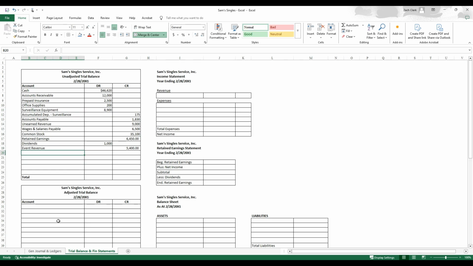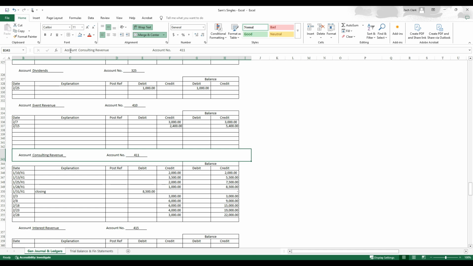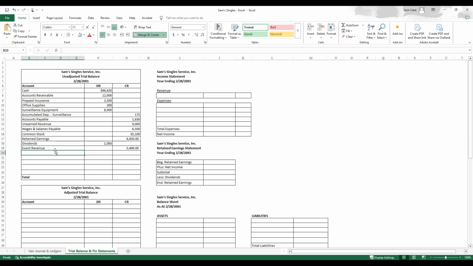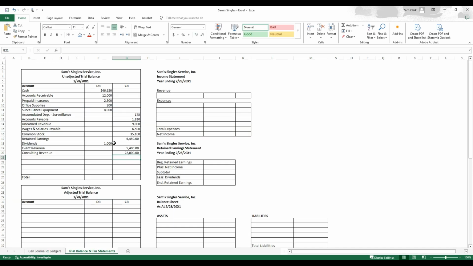$5,400. I think I know the next account is consulting revenue. One thing we can do is, I can't specifically click the cell, but I can copy. That's a little easier. Double click into the cell there, and you can just paste it. That's one way to save a little time. 22,000 ending credit balance for our consulting revenue.